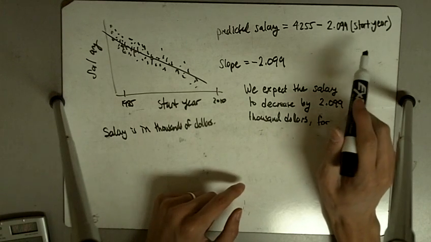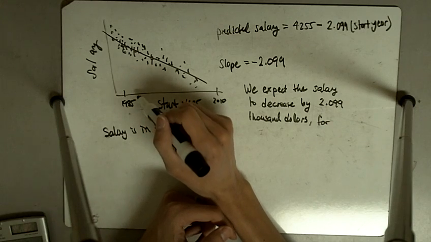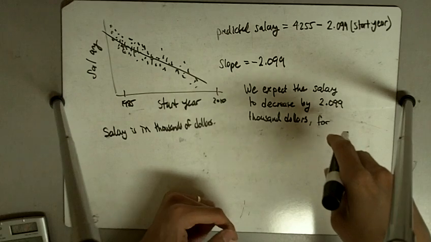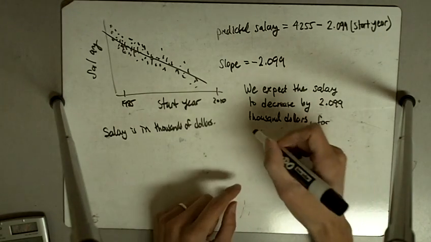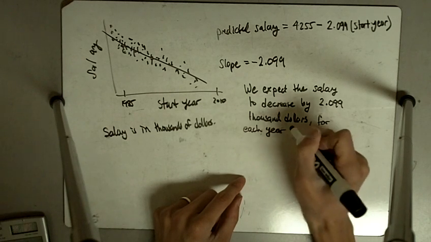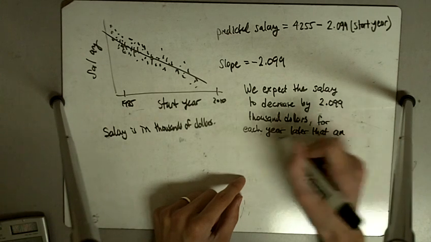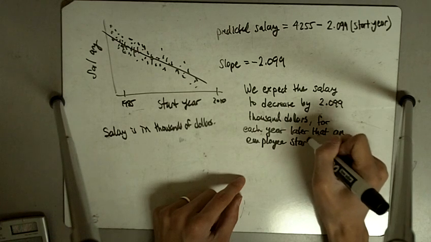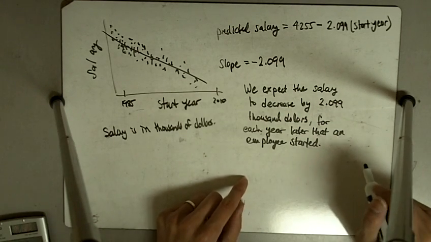So every start year later, basically, if we go from 1985 to 1986, we're expecting the salary to decrease by about $2.099,000. We're expecting it to decrease by $2,000 for each year later that an employee started. Okay, and this is what we're predicting, and this is what the slope means.